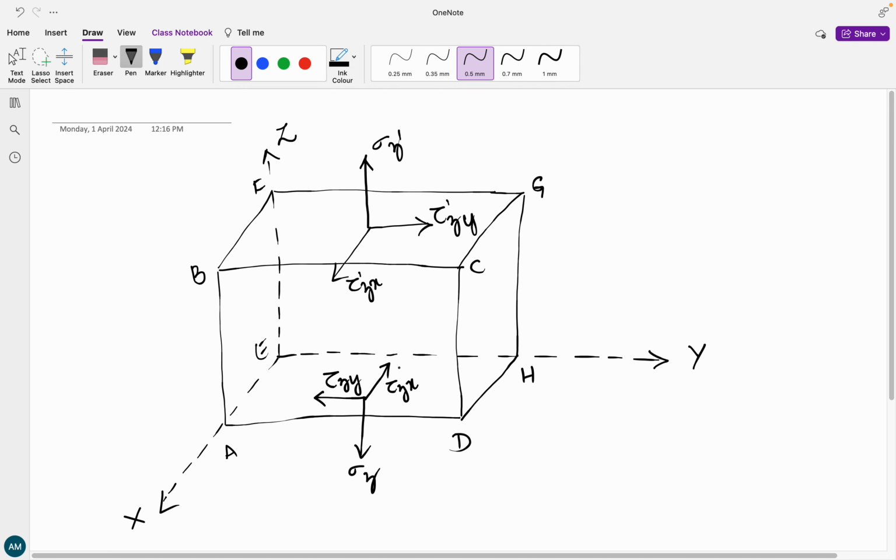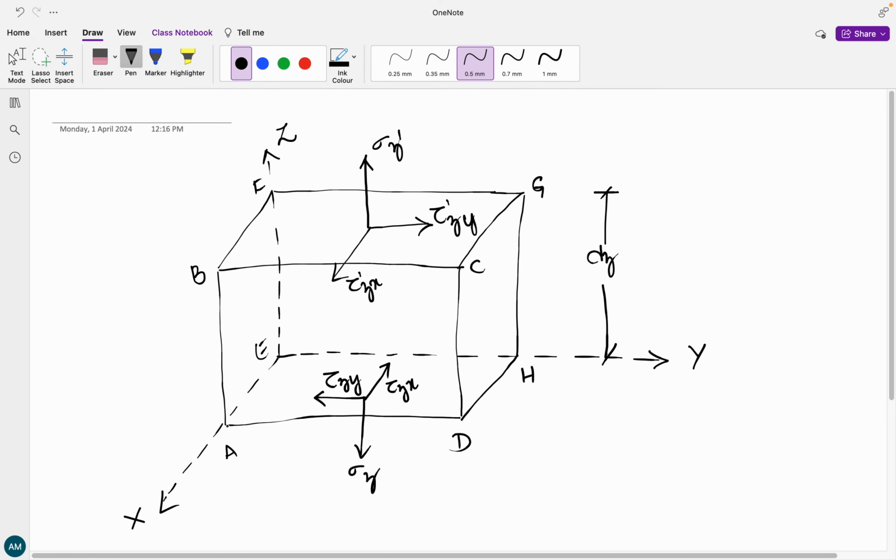Can you see A, E, D, H lies on the XY plane, whereas the top face, that is B, F, G, C, is at a height of dz. This dz, the dimension. Okay, it's at a height of dz from your XY plane, hence the increment. Okay, now let us draw the stresses for the other faces.